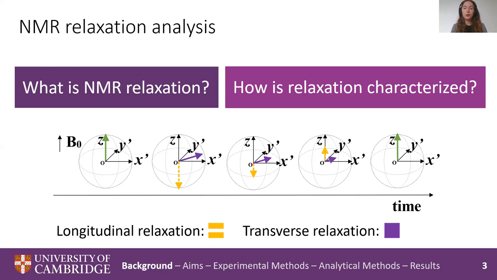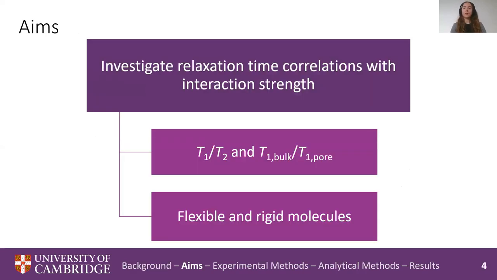The second way to characterize it is the transverse relaxation time, T2, which characterizes the decay of magnetization in perpendicular planes, which here is the XY plane. So the primary aim was to investigate relaxation time correlations with interaction strength, as the ratio of T1 over T2 and T1 for bulk samples over that in porous samples have been used in the literature as a proxy for interaction strength. However, recently it's come to light that these may not be reliable in certain classes of flexible molecules.